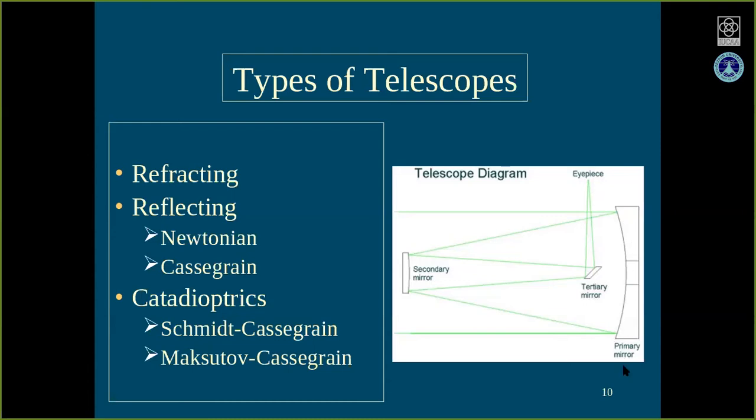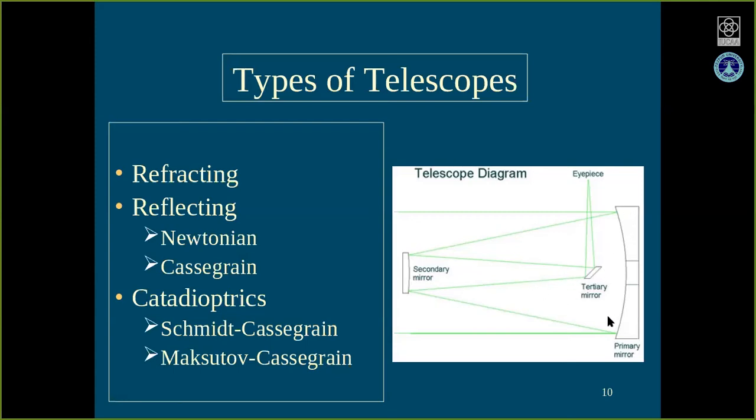So the first mirror, where the starlight is incident first, we call the primary mirror, and people denote it as M1. Okay, this is your secondary mirror. This secondary mirror we sometimes denote as M2. These two are the optics we generally use in a reflecting telescope. Okay, this is a reflecting telescope.